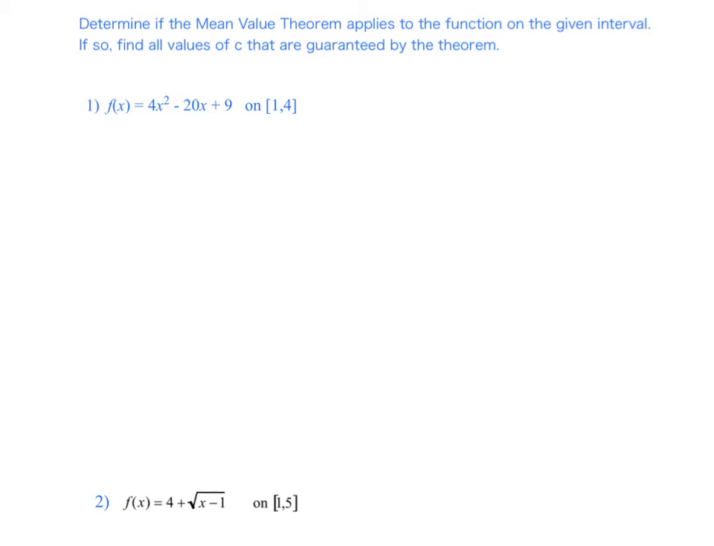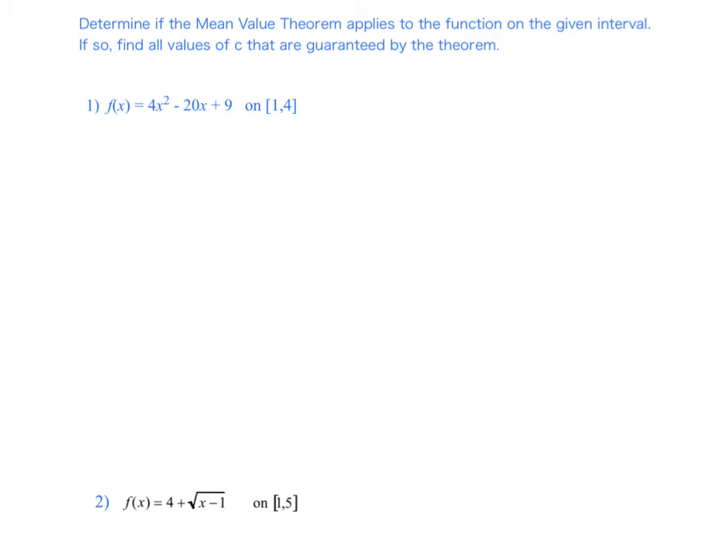Okay, this next set of questions asks us to do two things. First of all, we have to determine if the mean value theorem applies to the function on the given interval. And then, if so, find all values of C that are guaranteed by the theorem. So what does this mean? How would we know if the mean value theorem applies to the function?